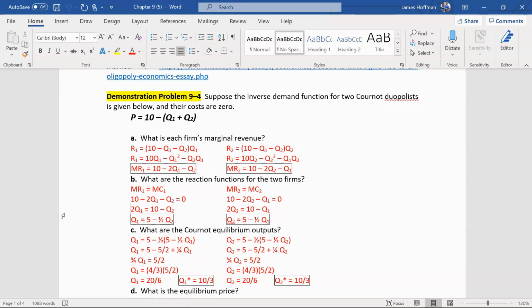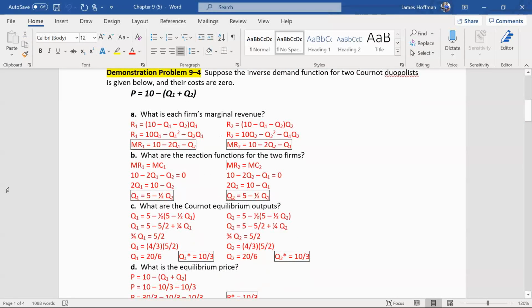Since this is firm 1, just solve for firm 1's output, Q1. So we get, put the 2Q1 on the other side: 2Q1 equals 10 minus Q2. And then just divide by 2, and you get Q1 equals 5 minus 1/2 Q2. So that is firm 1's reaction function. You do the same thing for firm 2, but you should get the same thing from the other perspective.